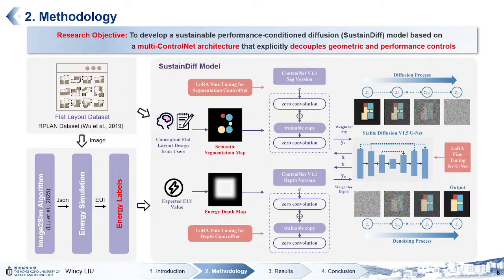And the next step is to train the model to do the generation task. The main task here is to get the 2 inputs, so that we can import our requirements. One input is the segmentation map to represent the geometric condition, and another input is the energy depth map to import our energy requirements.